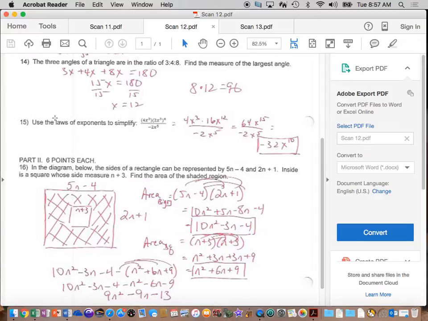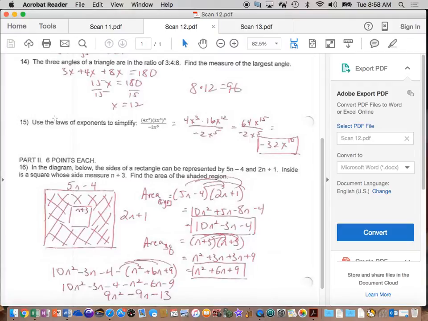So what's the answer? The final answer at the bottom there, 9n squared minus 9n minus 13. Where'd you get the 9n's? Oh, whoops. 10n squared minus 1n squared. How'd you get one multiplied? Because when I needed to find the area of the square, I got n squared plus 6n plus 9, and I needed to subtract that whole thing. Okay? Any other questions?